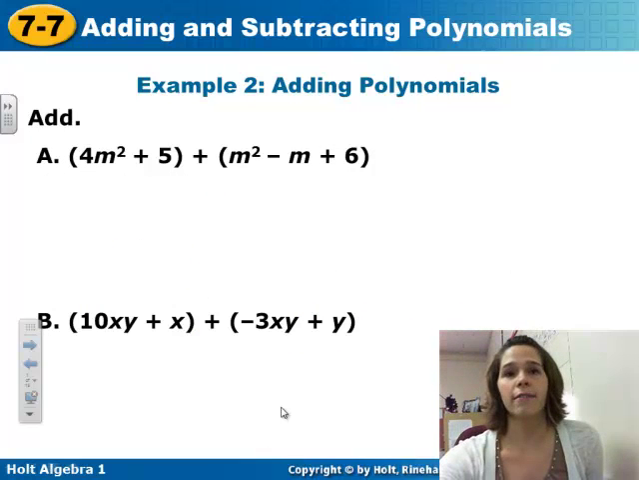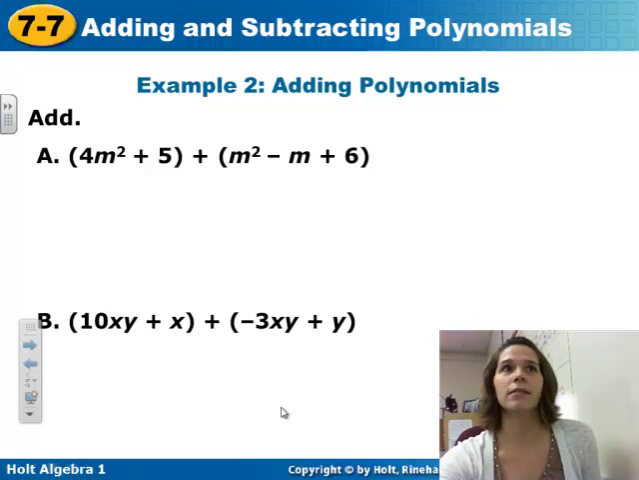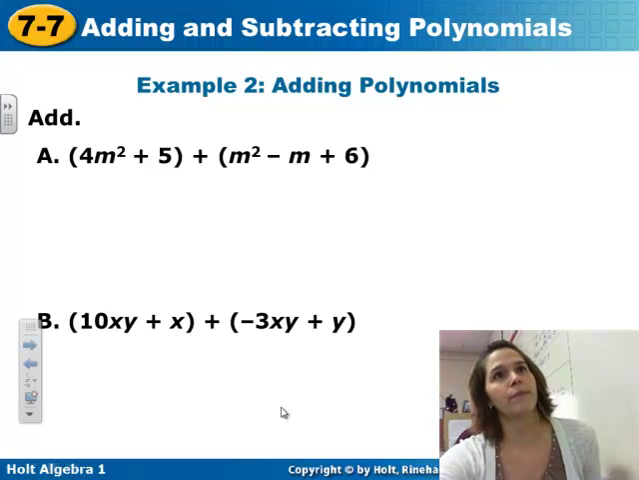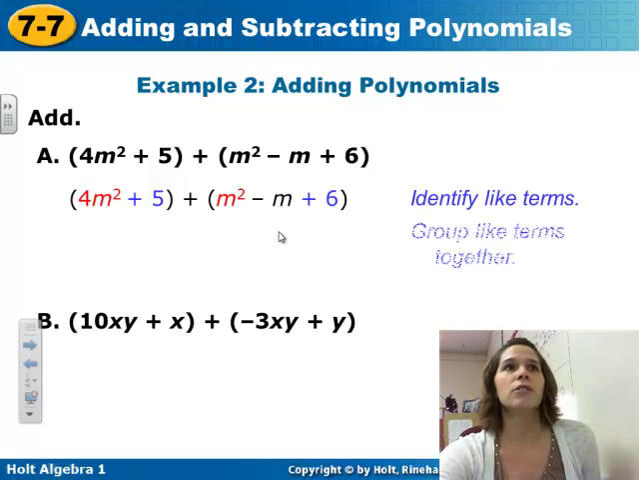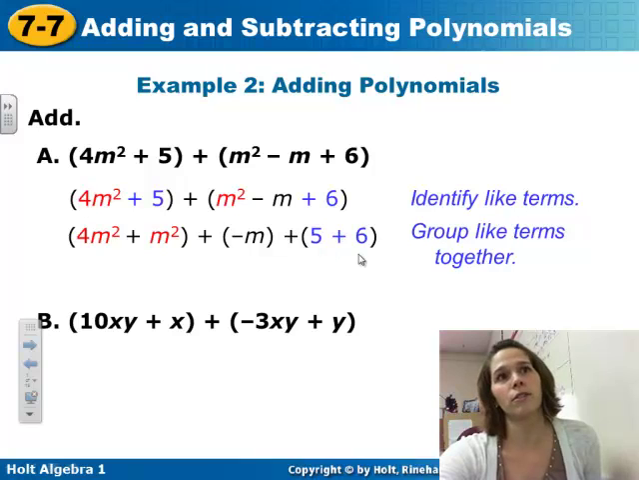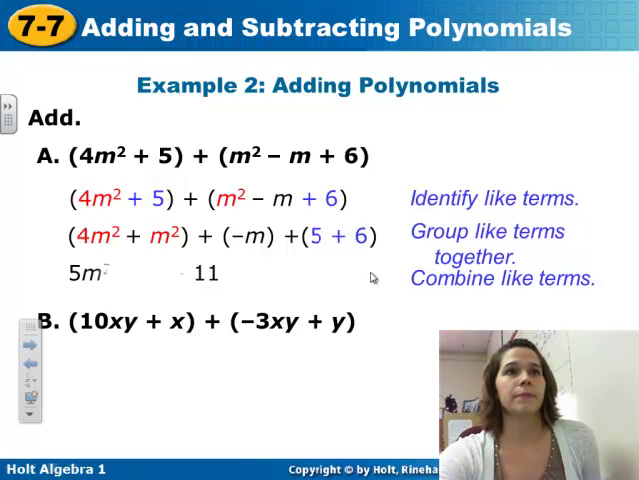4m squared plus 5, that is a quadratic binomial, plus m squared minus m plus 6, again a quadratic trinomial this time. So let's find our like terms using our associative and commutative properties. I've got m squareds and I've got constant terms. My minus m in my second polynomial doesn't have another like term, so it's going to just stay minus m. So let's go ahead and combine my m squareds and my constant terms. 4m squared plus m squared is going to be 5m squared. That minus m, it stays in the middle, and 5 plus 6 is 11. That's your final answer. Box that.